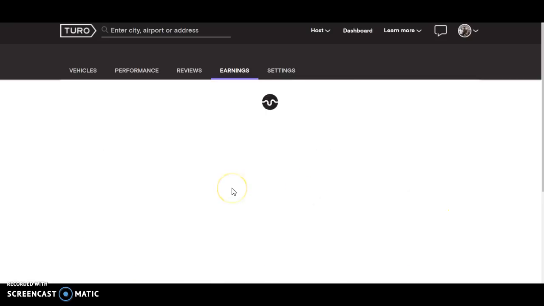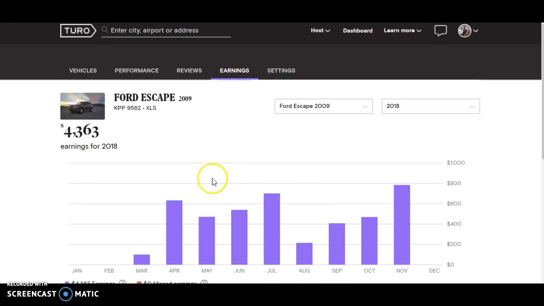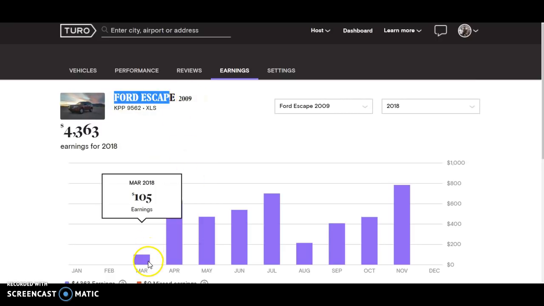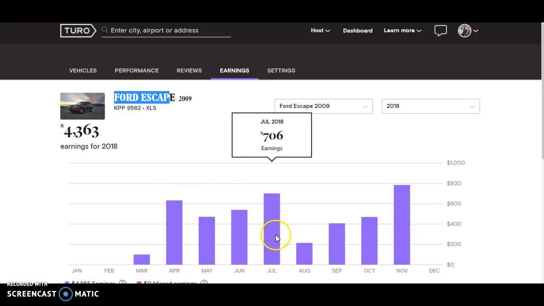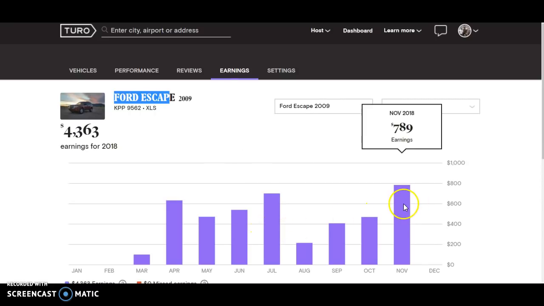The Ford Escape 2009. This is just a straight money maker. You can see that it's making not much less than that car we got, and we paid I think just right around $3,000 for this car as well back in March when we added it. And you can see it has been consistently in the mid 400s, I'd say, on average, with some highs. Last month was the highest month we had for it, $789, and there was a few days we had to take it off for our own personal use.